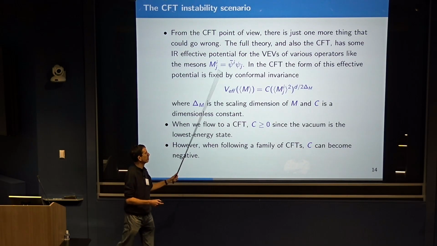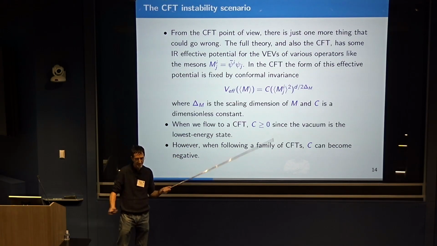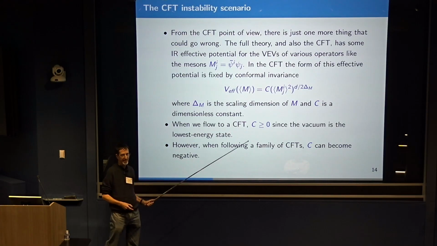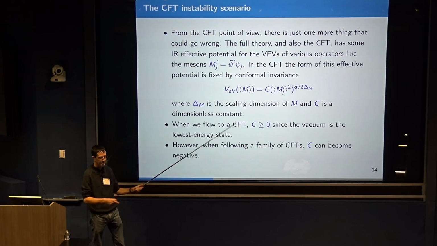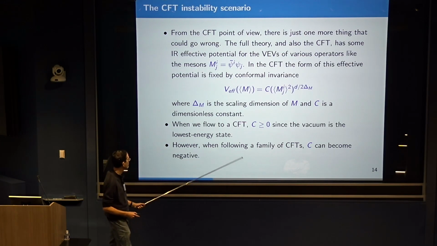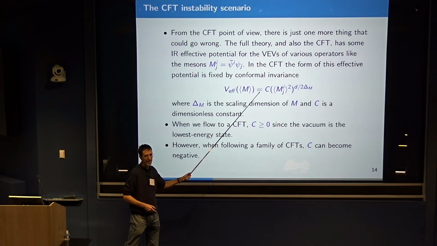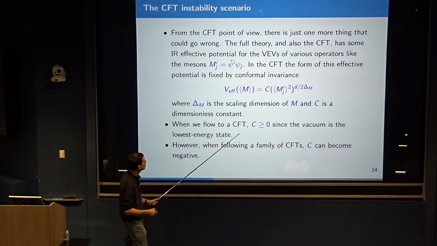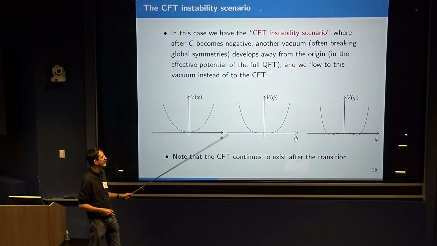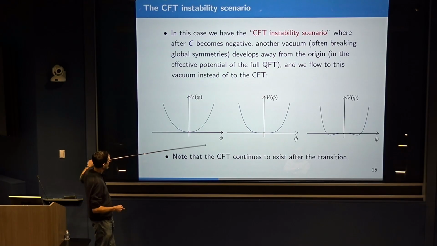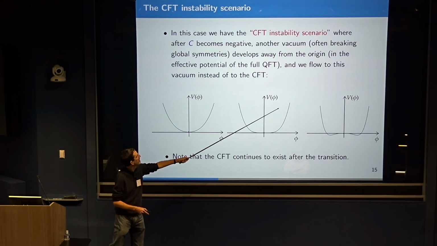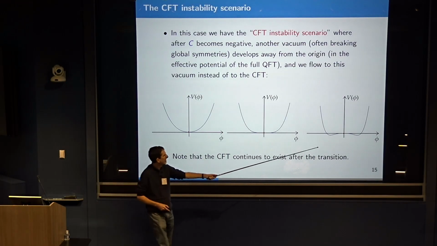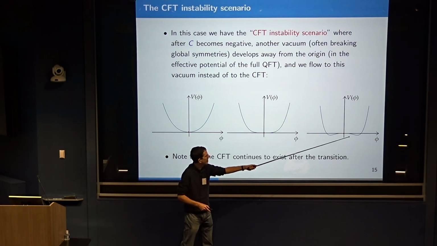Now, of course, typically when we flow to this fixed point, we expect that c should be positive because, of course, the CFT vacuum should be a stable vacuum. But it turns out that one thing that can happen when we just follow a family of conformal field theories as we change these continuous parameters is that this parameter c could become negative as we continue following this family. And we'll see an example of this in a few minutes. And of course, if that happens, then what that implies is that for x bigger than xc, we just have this stable vacuum at the origin. But then at x equals xc, this vacuum becomes almost unstable. And as we go beyond, for x smaller than xc, this vacuum becomes unstable.